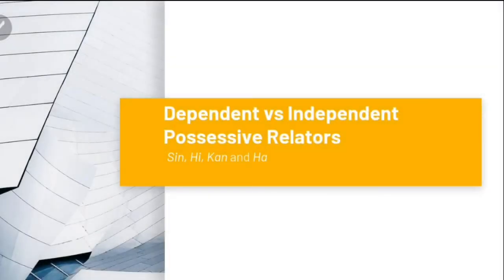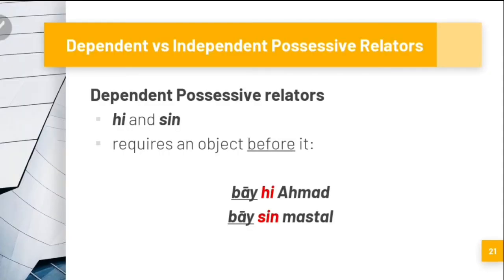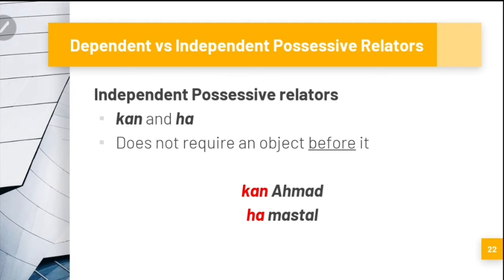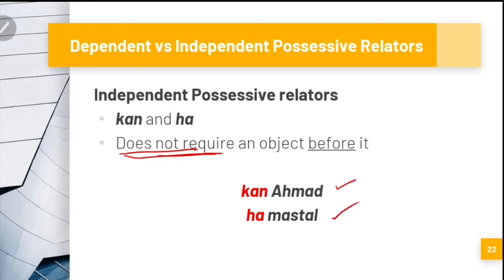Now how do we differentiate dependent versus independent possessive relators? Remember, dependent possessive relators, he and sin, require an object. We must mention the object owned before it. While independent possessive relators do not require any object before them. An example, we have kan Ahmad and ha mastal.